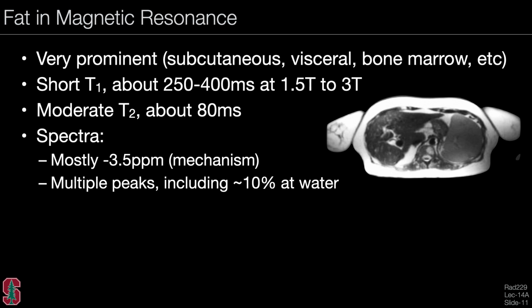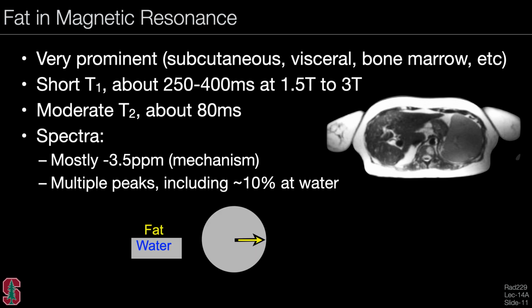But there are actually multiple peaks, including a peak that is about 10% of the fat signal right at the water peak. So actually, if you use spectral fat suppression, you should never suppress the fat entirely. This is more complicated than you think, but for most purposes, we're going to assume this single peak at minus 3.5 ppm.